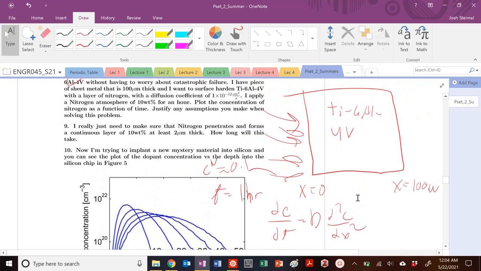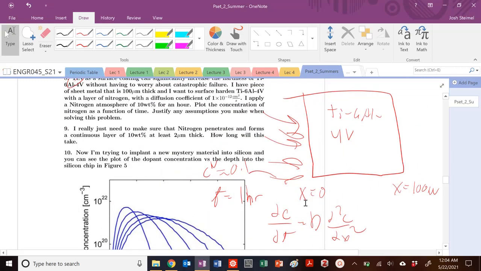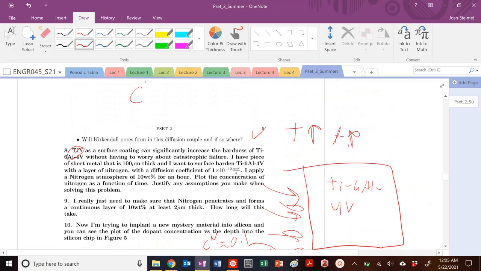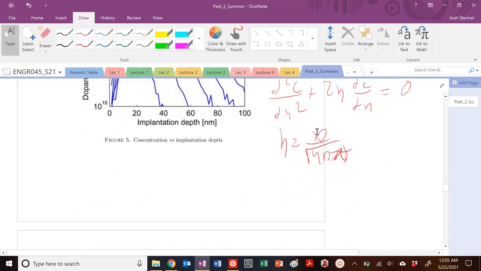So let's figure out what our boundary conditions were, because this is second order, so I need two boundary conditions. Okay, what is my concentration of nitrogen at eta equals 0? I'm applying that surface with a constant concentration. So that concentration is simply 0.1 because it's 10 weight percent. What is my concentration of nitrogen at a distance of 100 micrometers? I'm going to make this assumption using the condition L is greater than 10 square root of Dt.